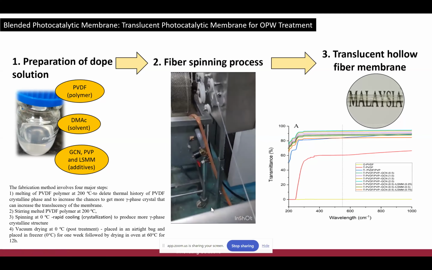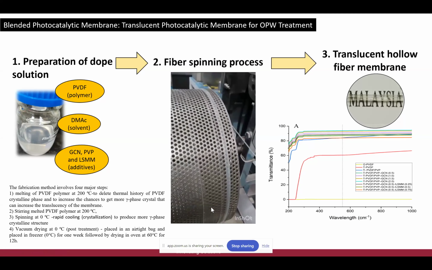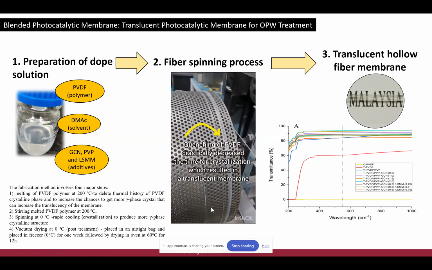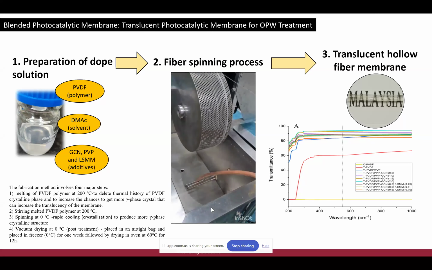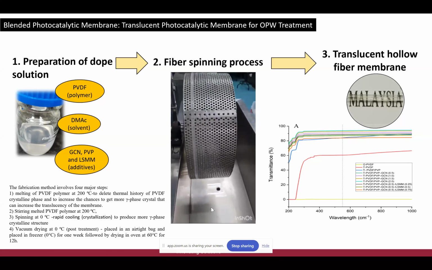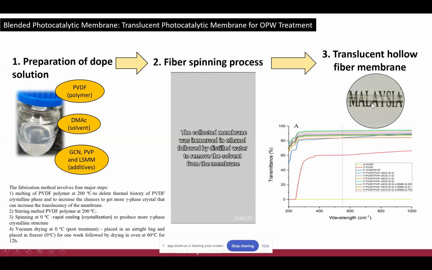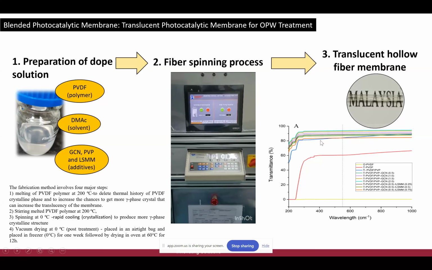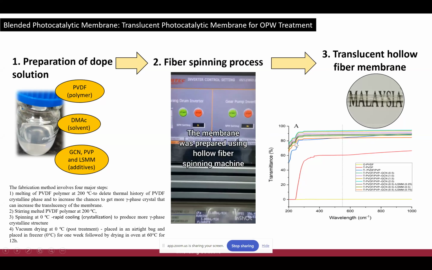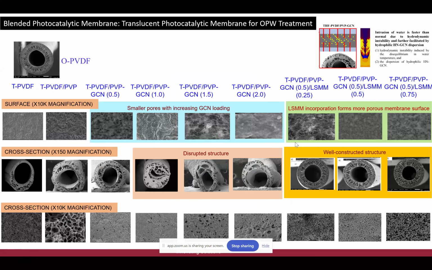We have the membrane here, and in order to make sure it sustains its translucency, we place it into an airtight bag and place it in a freezer at 0 degrees C for 1 week, followed by drying in an oven at 60 degrees C for 12 hours. And you can see here, this is the photo of our membrane. It is translucent, and for most of our membranes, we managed to get about 85-87% translucency.